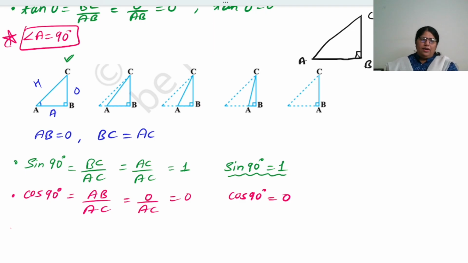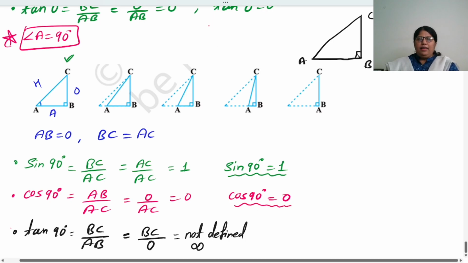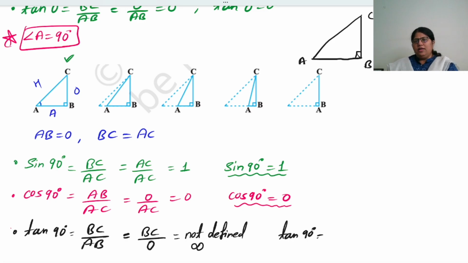Similarly, if I take the third ratio, tan 90. Tan 90 is opposite by adjacent. So it is BC by the adjacent side AB. BC is equal to AC. Now here BC divided by 0, you know that it is not defined, right? It's infinity. So what is your third value? Tan 90 has become infinite or not defined, because division by 0 is not possible. You get a not defined value.